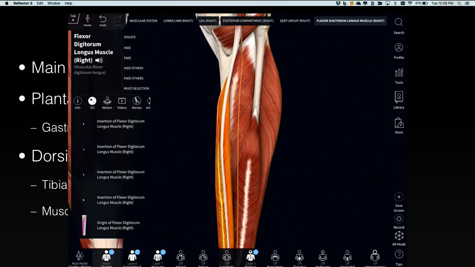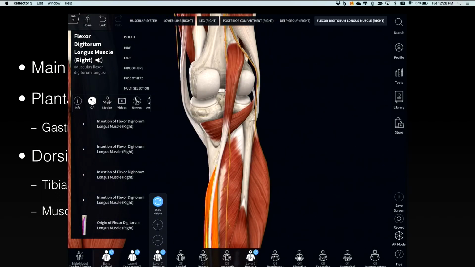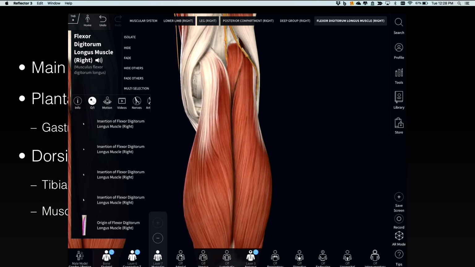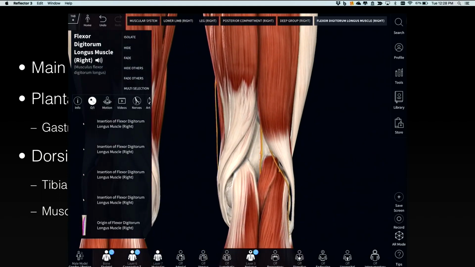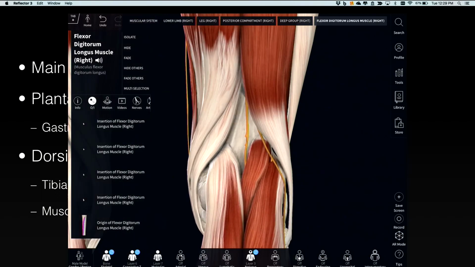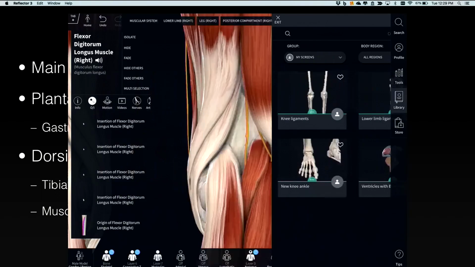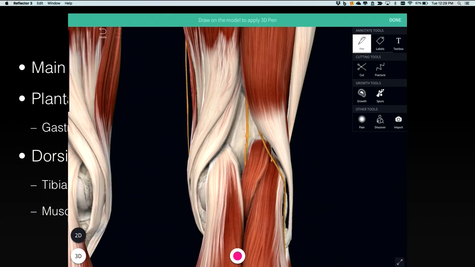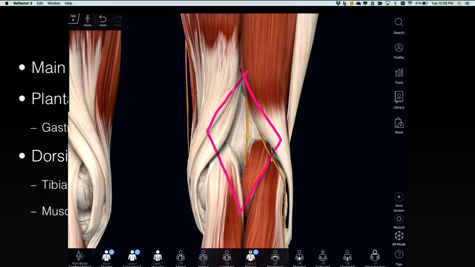Now, while we're on the posterior portion of the leg, I want to draw your attention to an area of interest. Like the femoral triangle, there's an area of interest on the back of the leg. And that area of interest is this area here, called the Popliteal Fossa. Popliteal Fossa, or the knee pit, like the armpit, but for your knee.